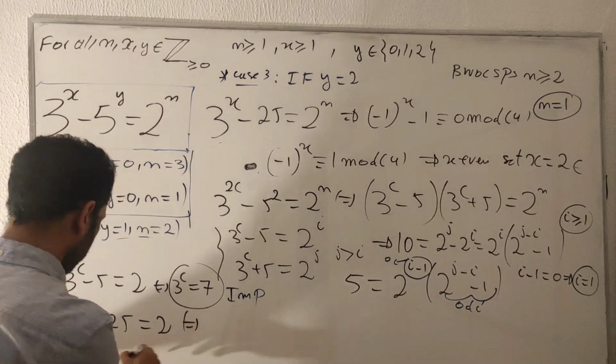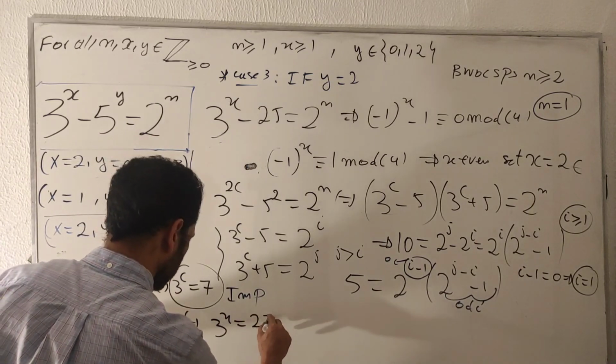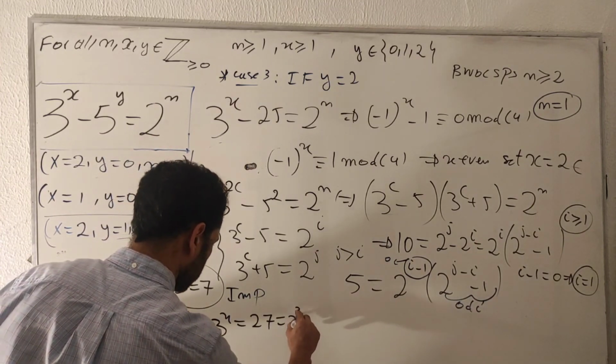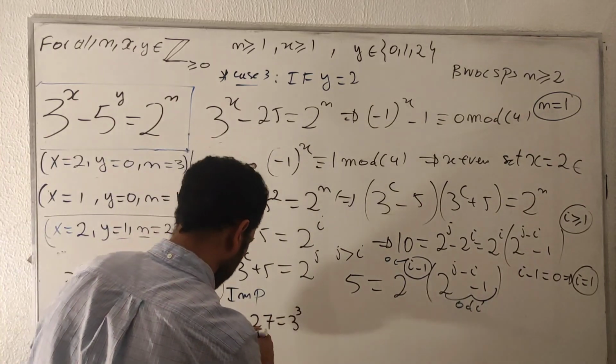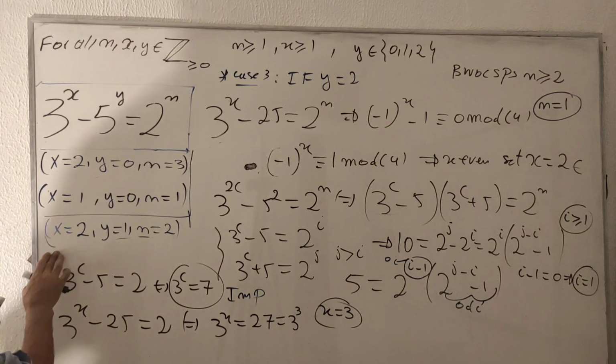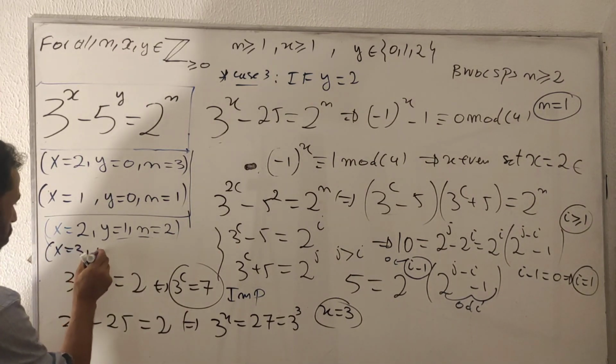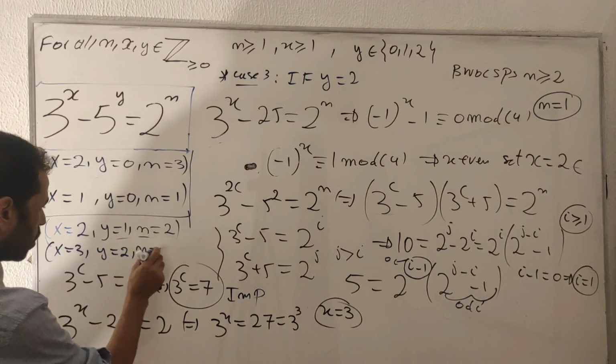So let's move over minus 25 to the right. I get 3 to the x equals 27, which is the same as 3 cubed. So we get the exponent 3 here. We get x equals 3. So let's state the last solution. I get x equals 3 with y equals 2 with n equals 1.